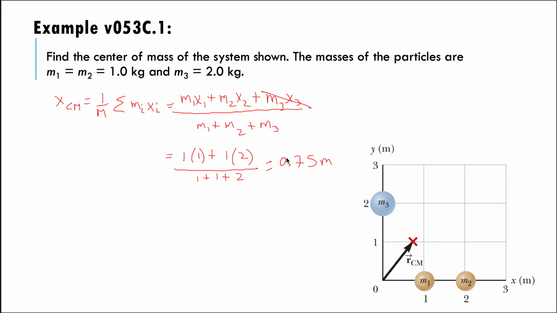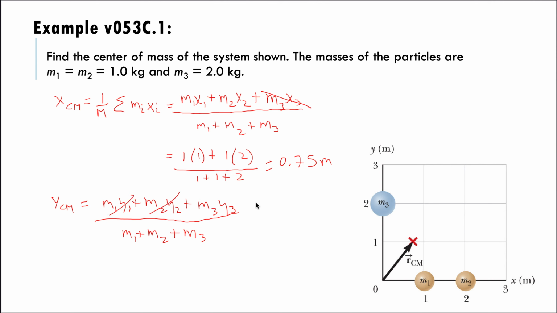Now we do the same thing for the y-coordinate. The y-coordinate is a lot easier because we can see that M1 and M2 have a 0 y-coordinate, but let's still write the equation for the y center of mass coordinate: M1 y1 plus M2 y2 plus M3 y3 over the sum of all of the masses, M1 plus M2 plus M3. The position of M1 and M2 is 0 for the y position, so we can cross out the whole term.